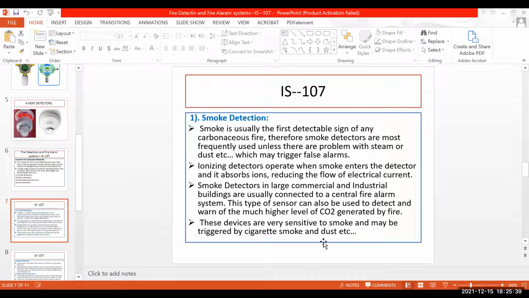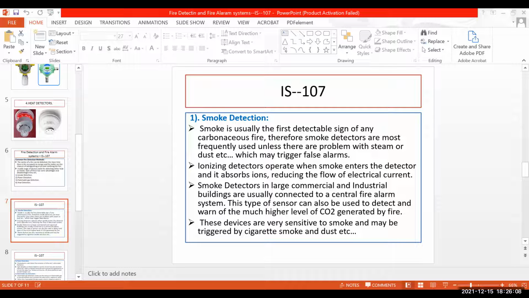And the type of sensor can also be used to detect and warn of the much higher level of CO2 generated by fire. The sensor which is available is also used to detect and warn of higher levels of carbon dioxide generated during a fire.